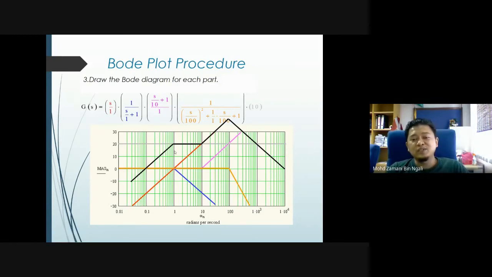After this, we will draw the phase line. For this, we remember that we are looking for any intersection with 0 decibel. So this is the 0 decibel line. It intersects here and also here, and we are interested in the rightmost intersection. So this is the point that we are looking for, the intersection with 0 magnitude, the 0 decibel.